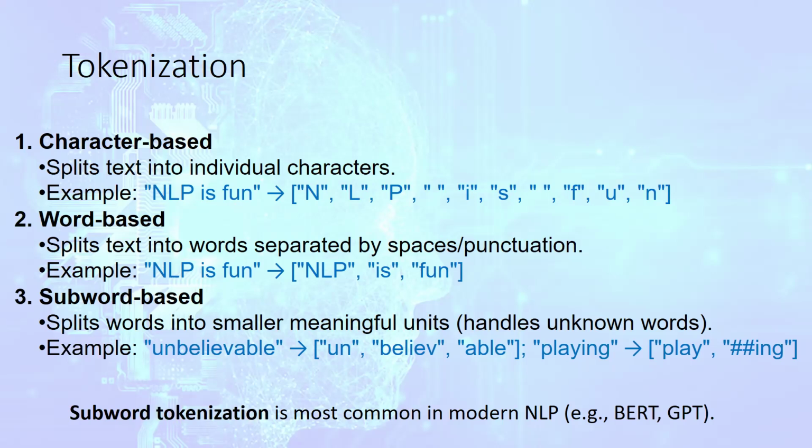We need to split it into some basic parts, which then will be processed. There are several possibilities: character-based tokenization, where we split the text into separate symbols; word-based, for example, here, like we see, "NLP is fun." We split this sentence into 3 parts.